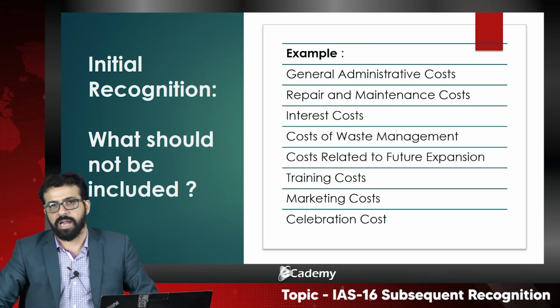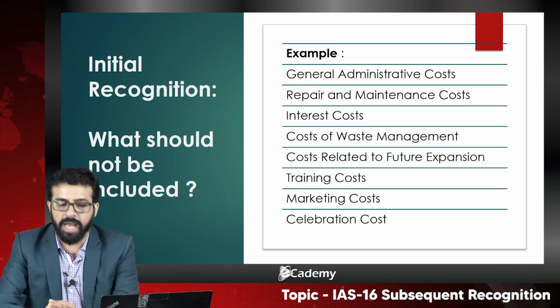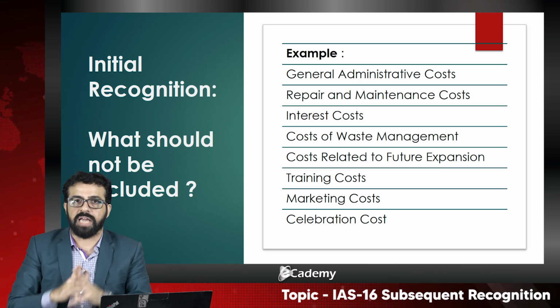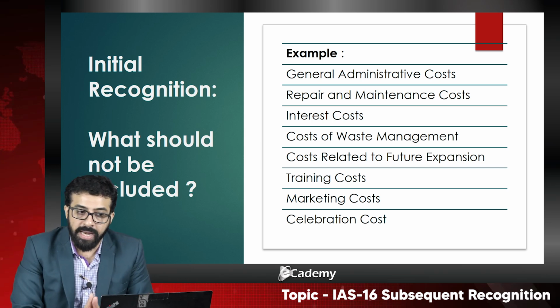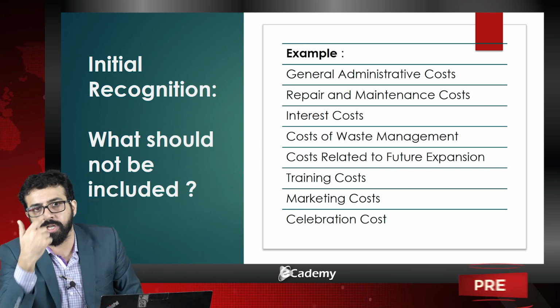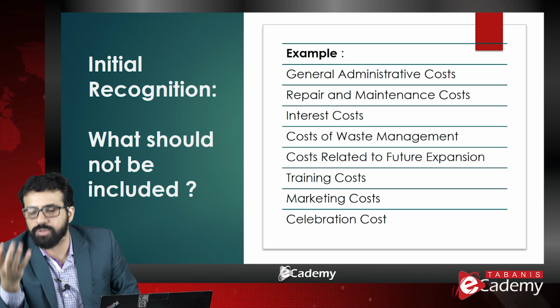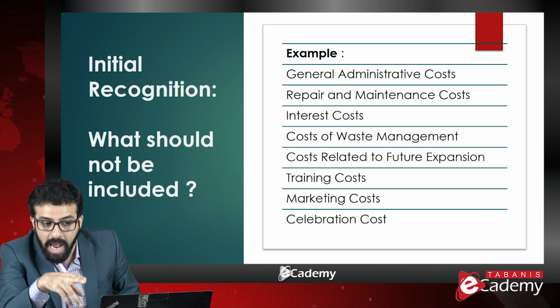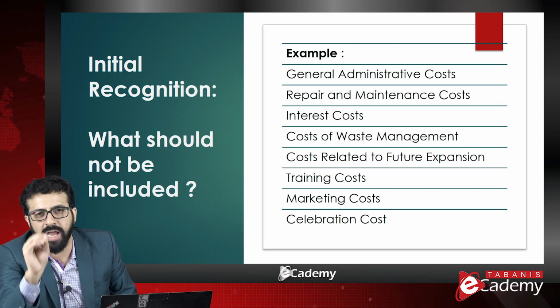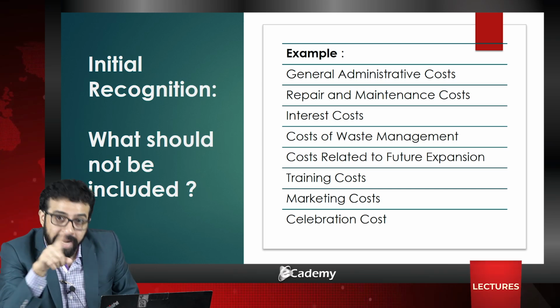Now we're getting to the next slide. So the IAS also tells us what should not be included in the cost. We have discussed in the previous slide what should be included in the cost, and in the current slide we are discussing what should not be included in the cost. Again, this is not an exhaustive list, and in all these costs you will realize that these costs are not directly attributable.